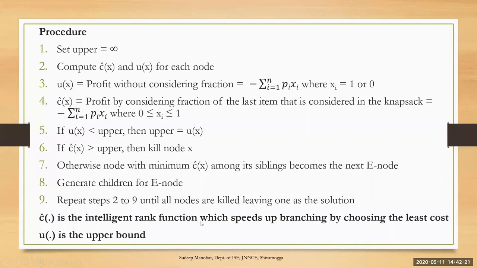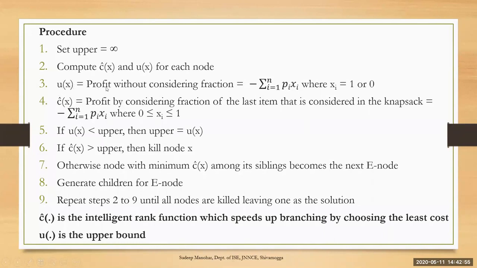See, in branch and bound, this method still speeds up the process. So which branch to choose? That will be decided by this intelligent rank function, and that is C cap of x. U of x, or U of dot, where dot represents any variable, is the upper bound. Now, in the second step, you have to calculate C cap of x and U of x for each node. x represents the node number. Now, what are these U of x and C cap of x?